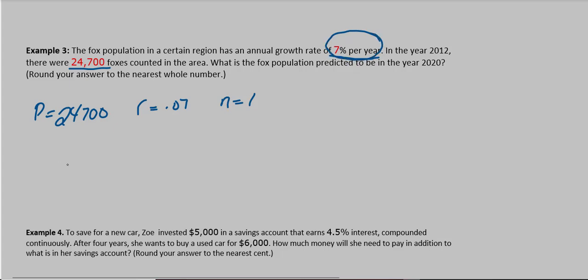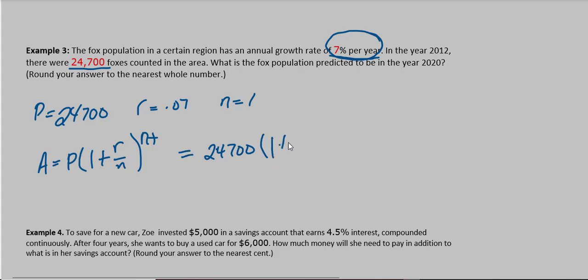Okay, so if I plug this all into the formula, A equals P times 1 plus R over N to the NT, right? Then this gives me 24,700 times 1 plus 0.07 divided by 1, raised to the 1 times, well, we need to figure out what is the population predicted to be in 2020. So between 2012 and 2020, my time would be 8 years. Okay.